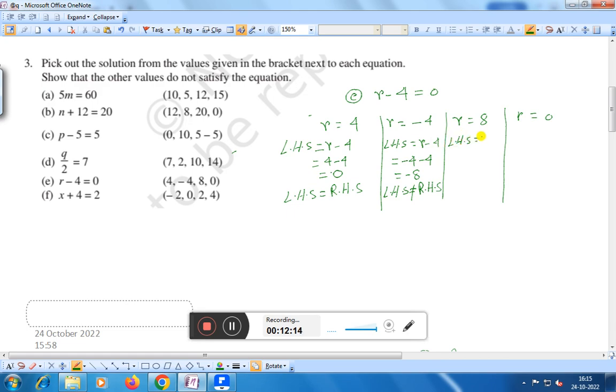If r equal to 8, and left hand side is equal to r minus 4, r equal to 8 minus 4 becomes 4. Therefore left hand side is not equal to right hand side. If we put r equal to 0, left hand side is equal to r minus 4, that is 0 minus 4, that is equal to minus 4. Therefore left hand side is not equal to right hand side. Therefore the solution of the equation is r equal to 4.